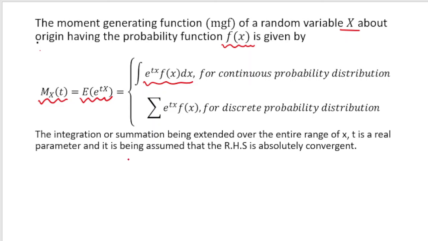The t here is a real parameter, and it is assumed that this integration and this summation is absolutely convergent. Don't get confused with this difficult sounding word; we just basically mean that they are absolutely convergent. Now to understand it better, I am going to explain certain things here. So what is the definition of moment generating function?